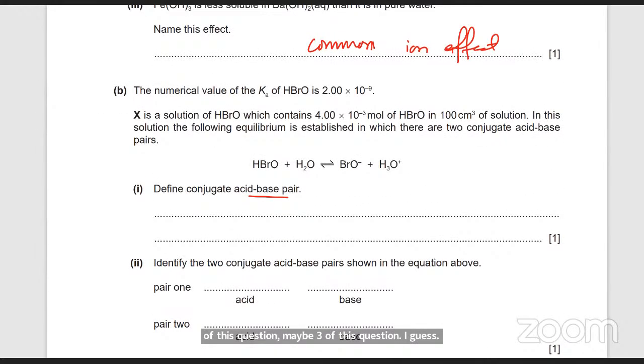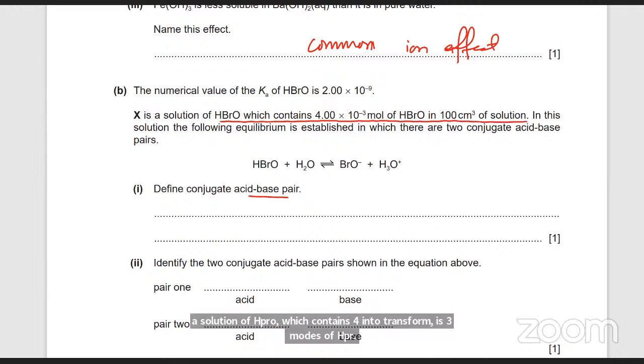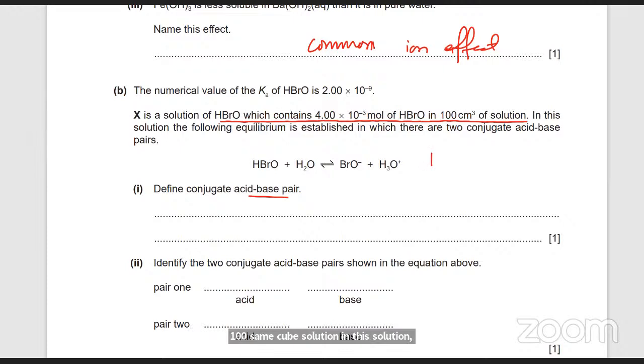The solution X, what is it? X is a solution of HBrO, which contains 4 into 10 to the power minus 3 moles of HBrO in 100 cm cubic solution. In this solution, the following, so it's a weak acid, right? What is it? It's HBrO. The HBrO, it's a weak acid, so it's going to produce H plus 1 and BrO minus 1. Okay?